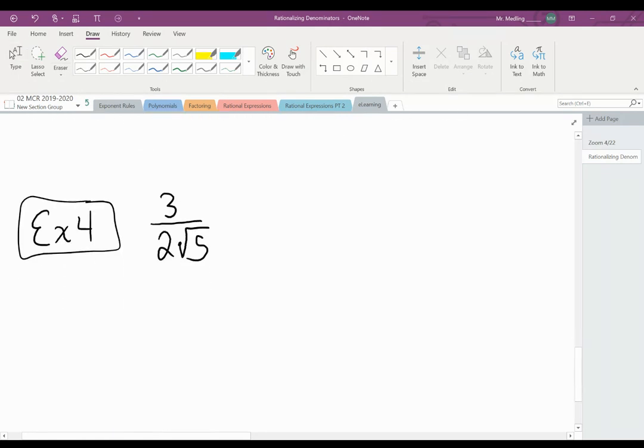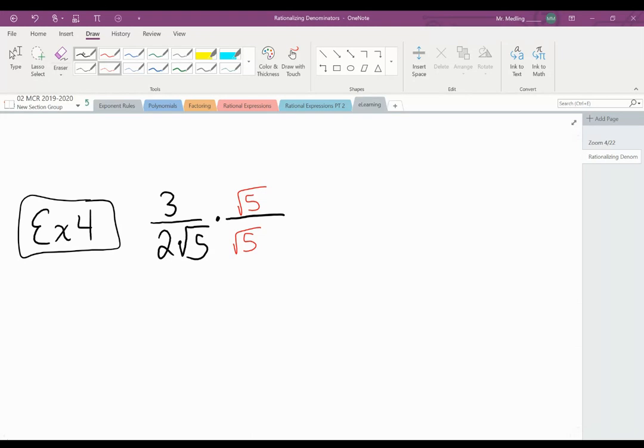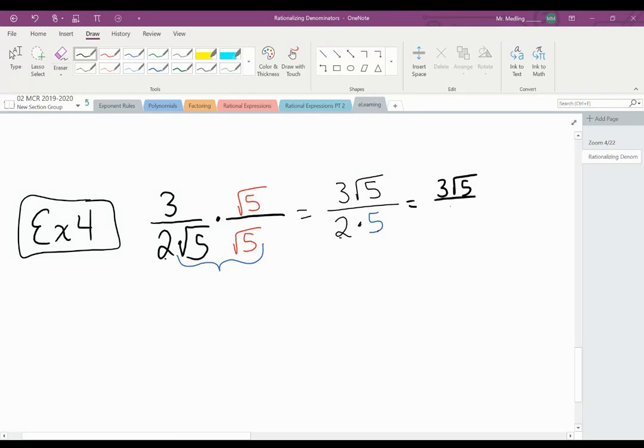All right, now this one looks different. It's not. It's the same idea. I'm going to multiply by 1, and I'm specifically going to use the square root of 5 over the square root of 5. So I have 3 times the square root of 5 up top. Now on the bottom, I need to be careful. I have 2 times, and remember, square root of 5 times square root of 5 is just 5. So 3 square roots of 5 over 2 times 5 is 10.